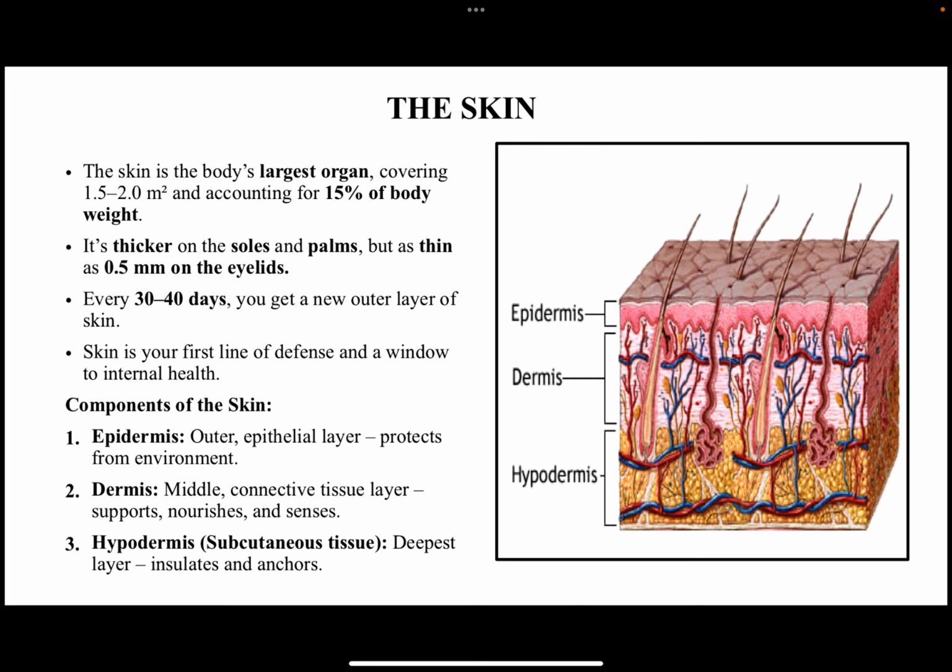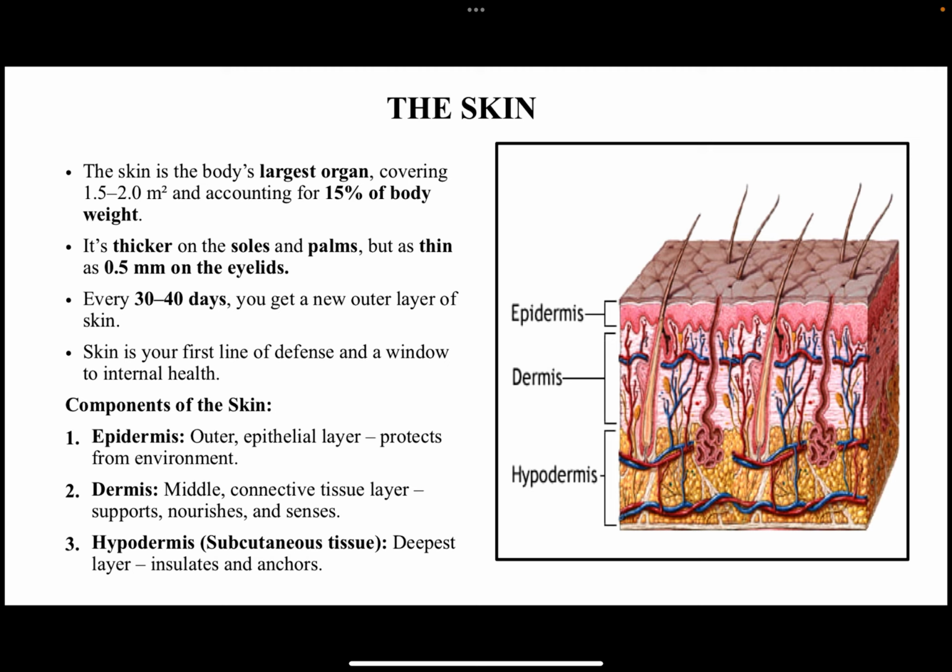And like I said, the skin has 3 layers. The components of the skin or the layers of the skin, it's the same thing. It has 3 layers: the epidermis, the dermis, and the hypodermis. These are the components of the skin. Or if you are asked what are the 3 main layers of the skin, the 3 main components of the skin: the epidermis, the dermis, and the hypodermis.